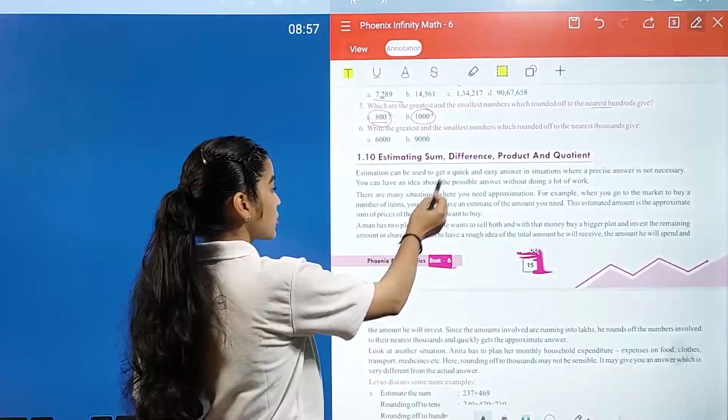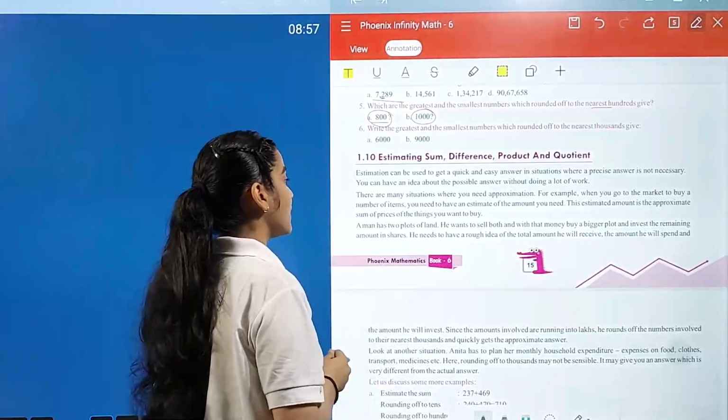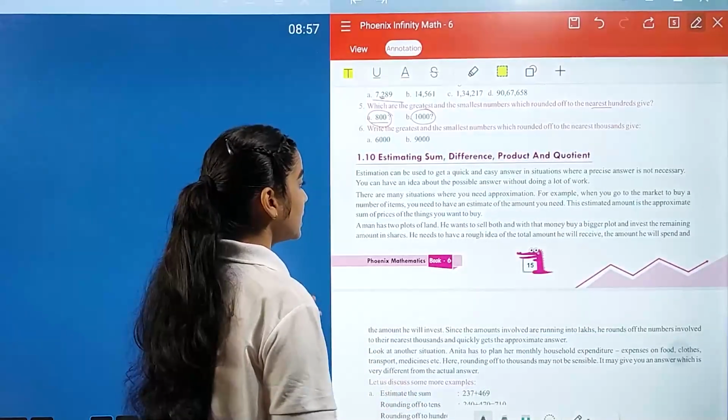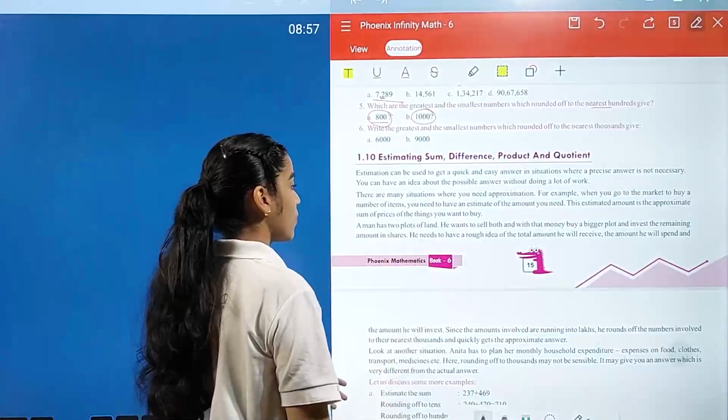There are many situations where you need approximation. For example, when you go to market to buy a number of items, you need to have an estimate of the amount you need. This estimated amount is the approximate sum of prices of the things you want to buy.